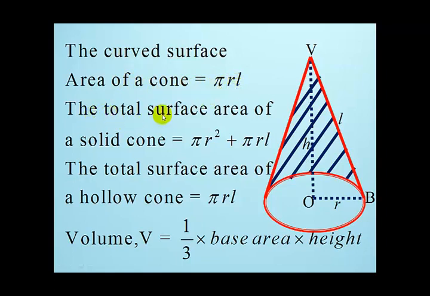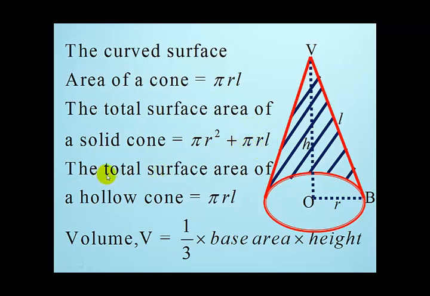The total surface area of a solid cone. If you talk about a solid cone, that means that the circular base is closed. Because the area of a circle is pi r square, the total surface area of a solid cone will be equal to the area of the circular base plus the curved surface. So the total surface area of a solid cone is pi r square plus pi rl, where pi r square is the area of the circular base and pi rl is the curved surface area.